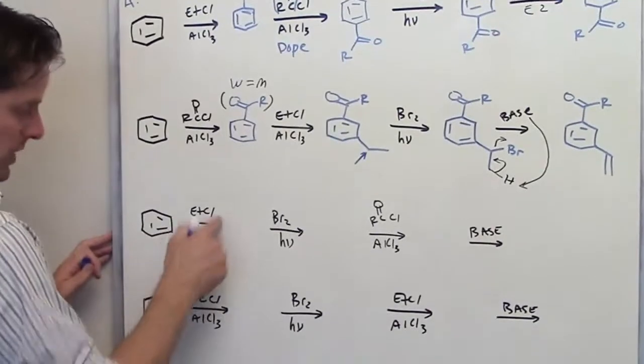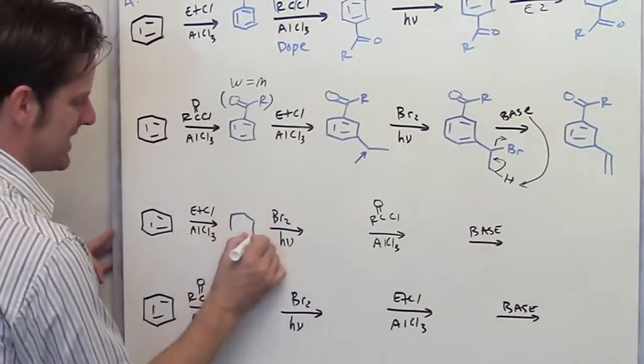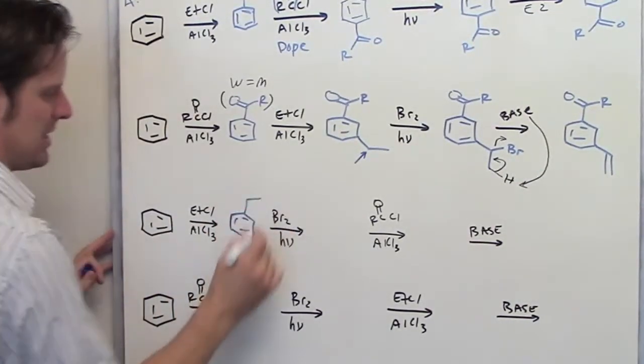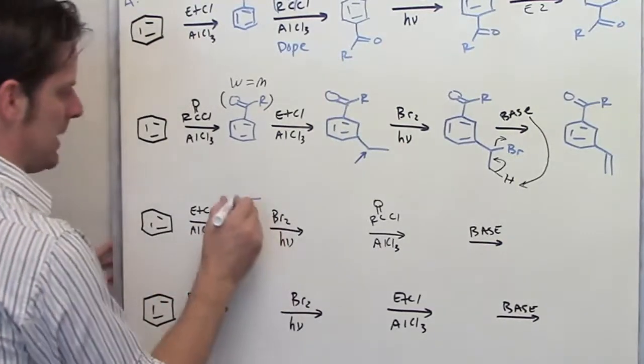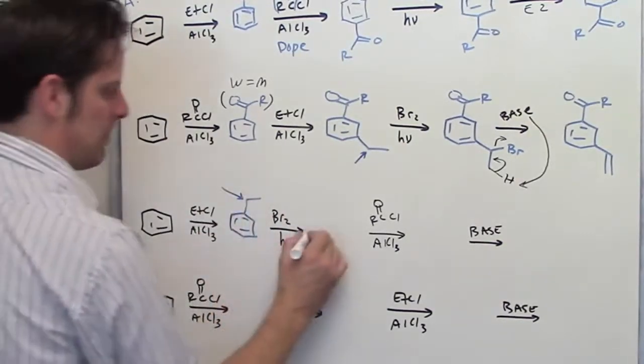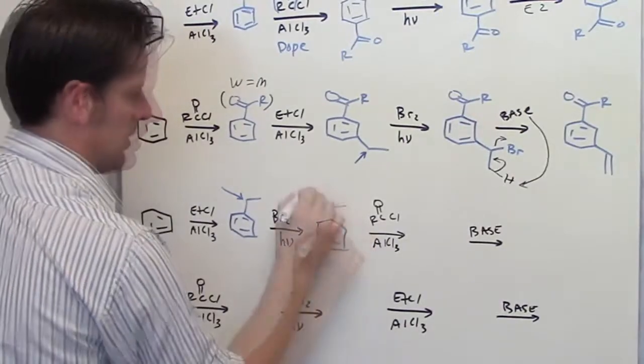Option C, I take this, treat it with the alkylation conditions. It of course places the ethyl group onto the ring, which gives me this product. I treat that with bromine and light. It places a bromine at the benzyl carbon, which is that position. That gives me that molecule.